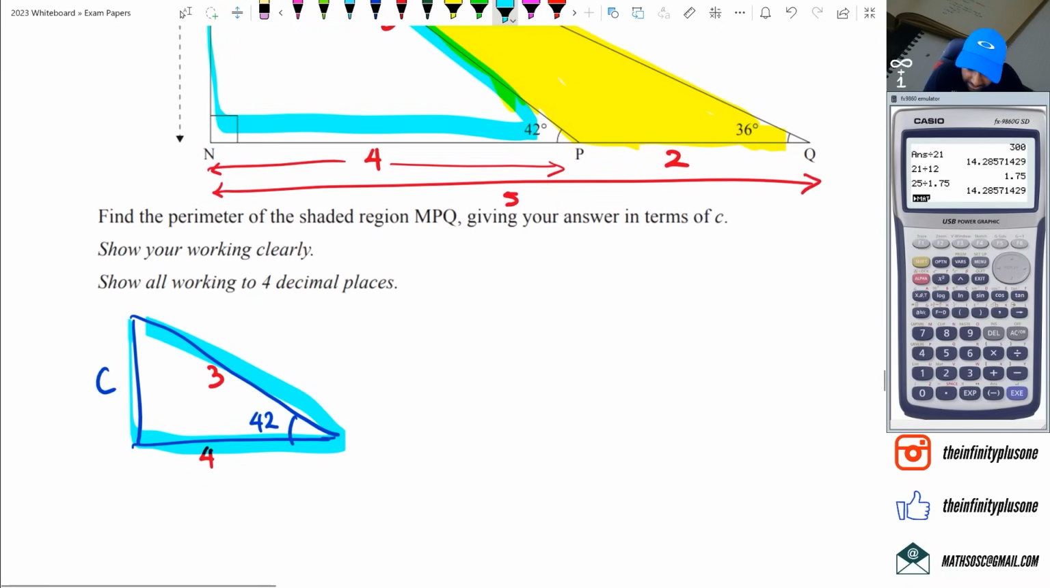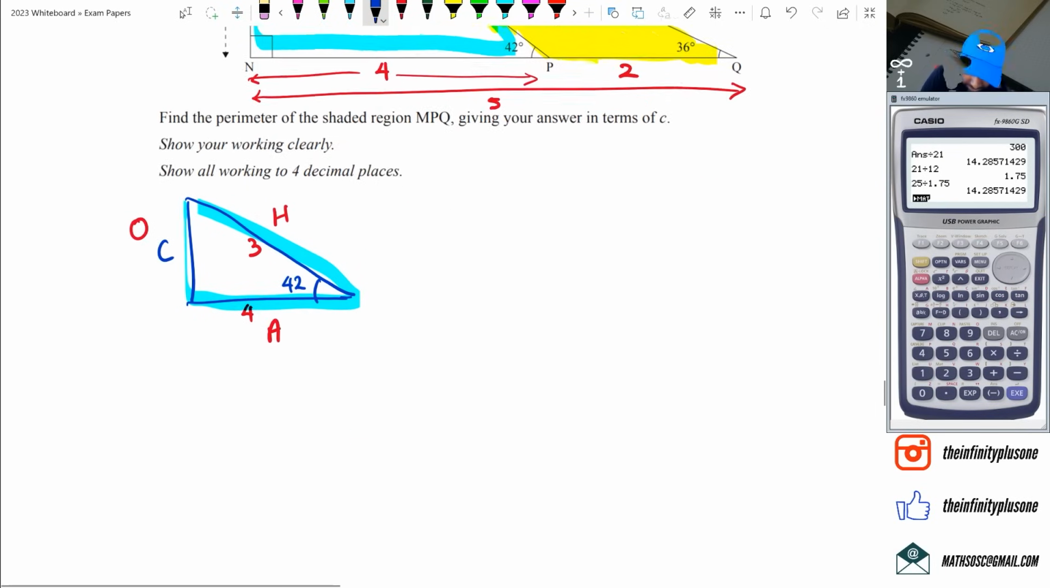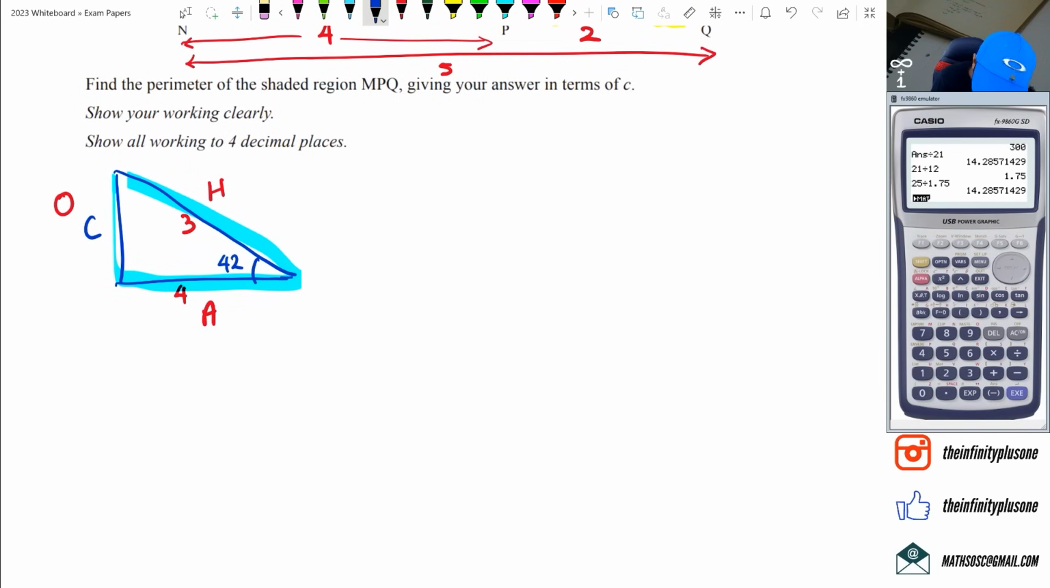Now I'm just going to put a whole bunch of details here. This is going to be opposite, this is hypotenuse, and this is adjacent. Obviously I'm going to need both adjacent and hypotenuse, so I'll do the hypotenuse first. So sine 42 equals opposite over hypotenuse. Then I can say that hypotenuse is equal to opposite, which happens to be C, divided by sine 42. So H is equal to C divided by sine 42.